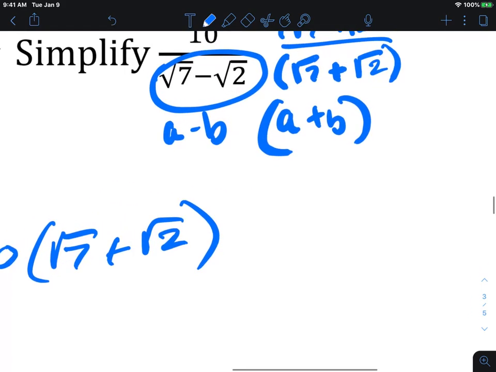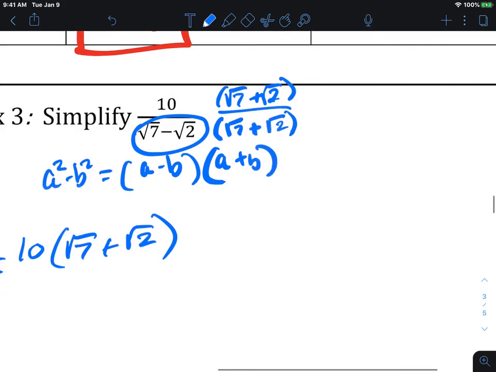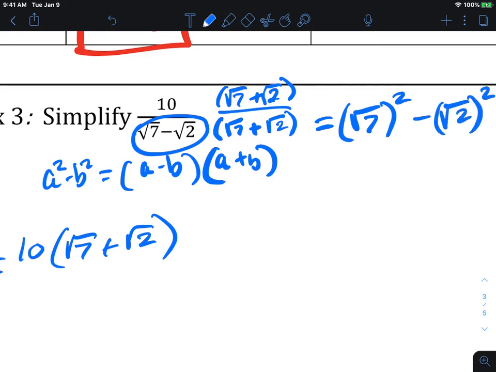So a minus b times a plus b, remember it's going to result in a squared minus b squared. So if I'm going to multiply that denominator, that's going to become radical 7 squared minus radical 2 squared. So here's where I got to be really careful and really think, what do I get? Please don't tell me you're going to get 49 minus 4 and you're going to get 45. No, you are not. Please don't tell me you're going to get the square root of 45, because you're not.